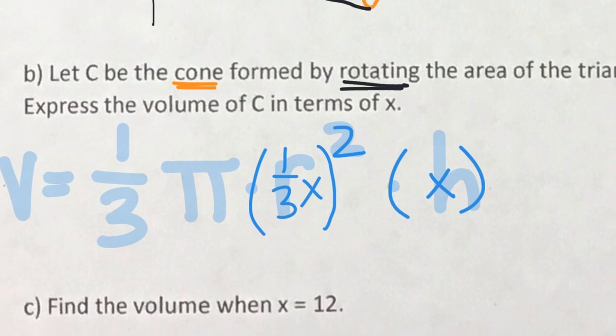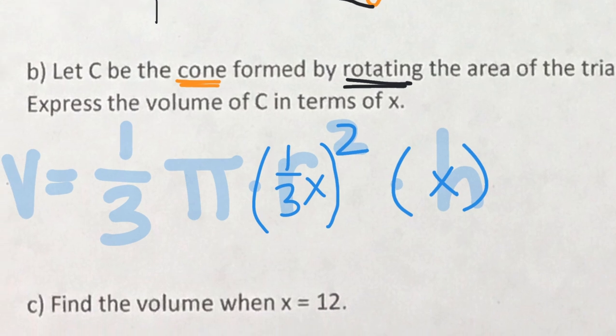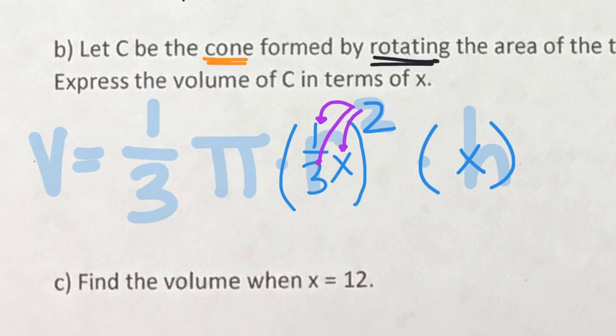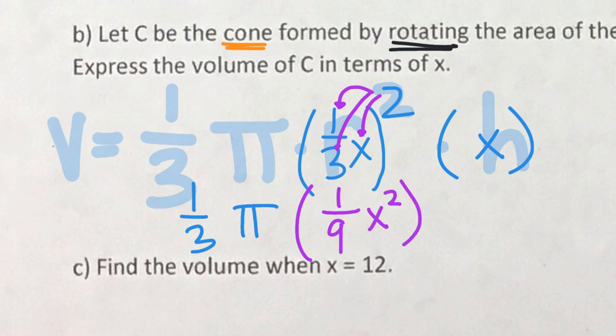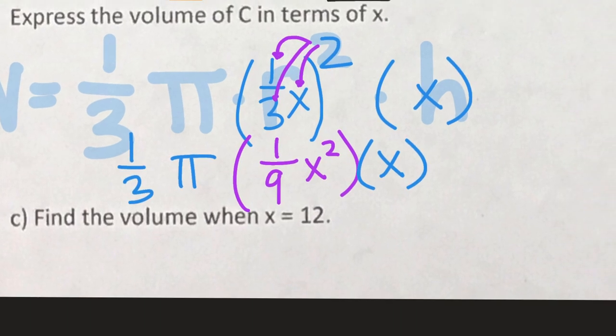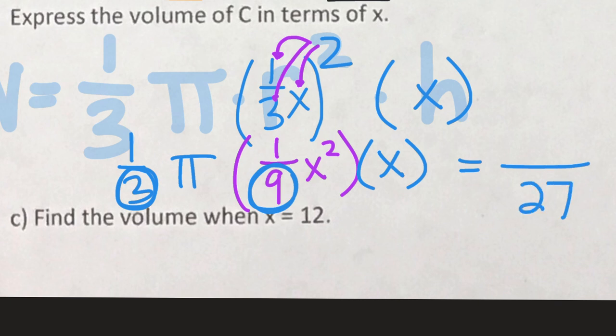Now I'm going to simplify. So our algebra says the first thing we do is exponent, so I'm going to square all of these terms. 1/3 x times 1/3 x. And I get 1 squared is 1, 3 squared is 9, x squared is x squared. Right, it's pretty redundant. And then I'm multiplying this by x again. So my final step is to simplify as much as possible. So I have a denominator of 3 and a denominator of 9. So I'm going to multiply those together in the denominator. And I get 27 as my denominator.